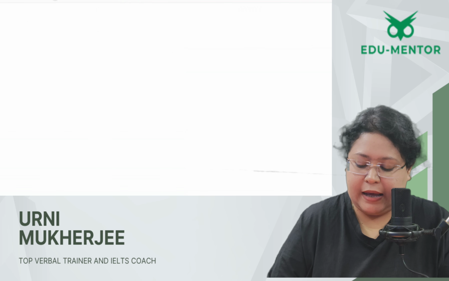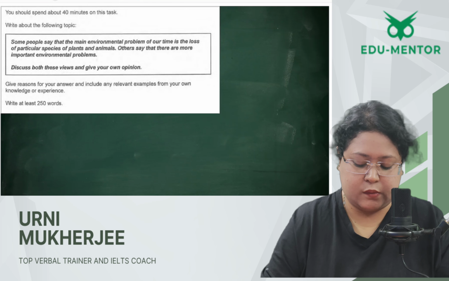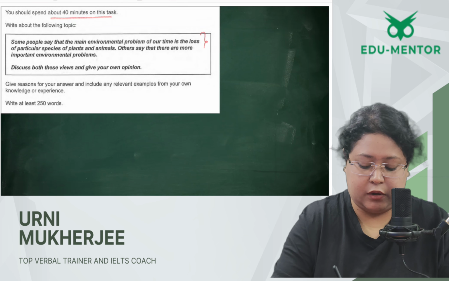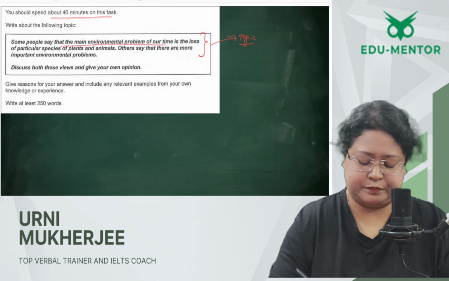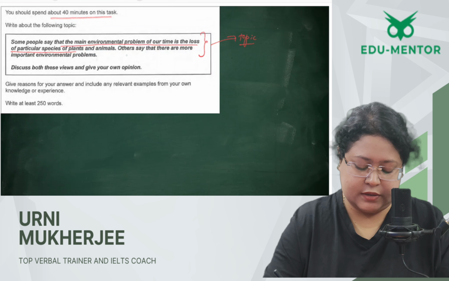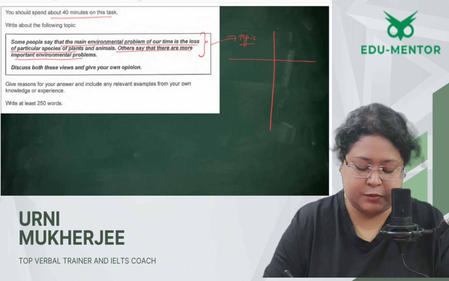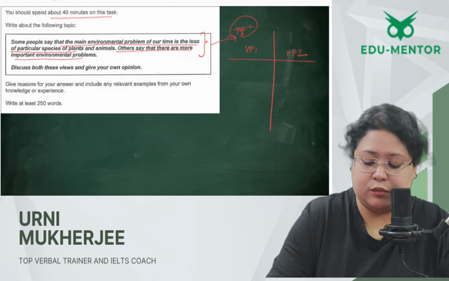Now, let us look at an example to elaborate on this. So you can see this question type. This is an official example from the Cambridge IELTS book. And you can see, first of all, you have this instruction which says you should spend about 40 minutes on this task. This is the topic which they have given, which says some people say that the main environmental problem of our time is the loss of particular species of plants and animals. Others say that there are more important environmental problems. So there are two viewpoints. There is, let's say, a viewpoint 1, and then there's the viewpoint 2.